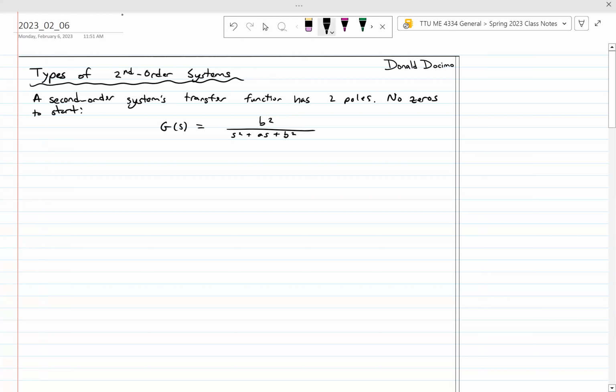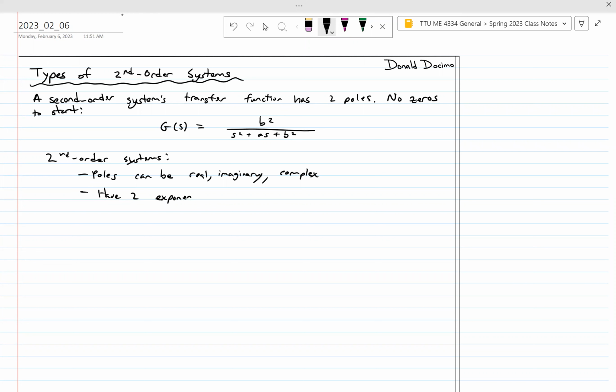As compared to first order systems, second order systems have poles that can be real, they can be imaginary, or they can be complex, right? So now we're dealing with all 4 quadrants as well as the axes, right? And then we will have 2 exponentials that make up the natural response.